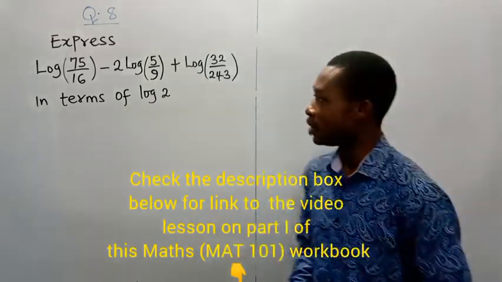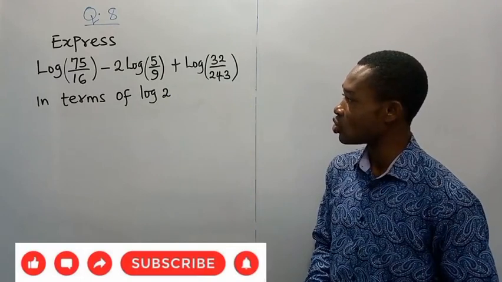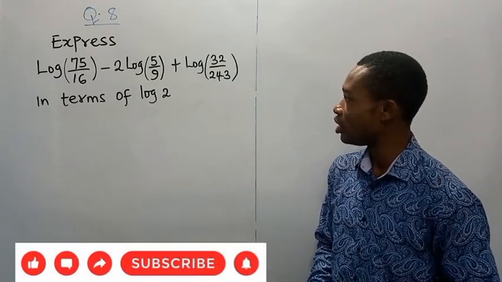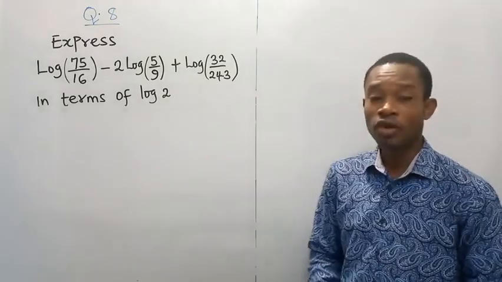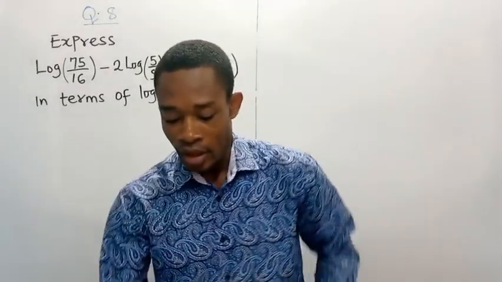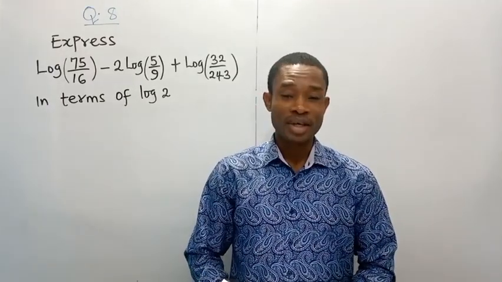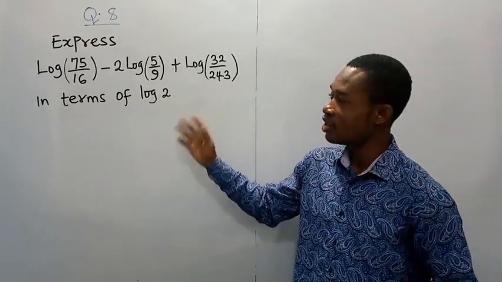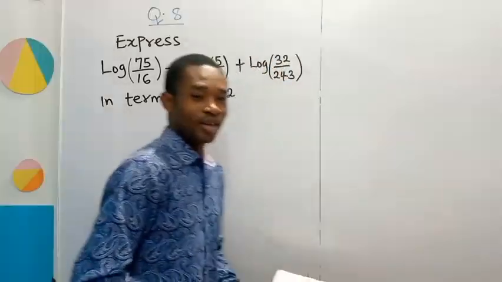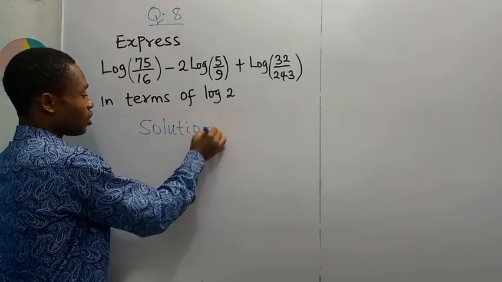So this question number 8, we are to express log 75 over 16 minus 2 log 5 over 9 plus log 32 over 243 in terms of log 2. That is what we are required to do according to the workbook. So let us see how we solve this problem. This problem clearly is extracted from logarithm without table. So we are going to solve this and see how we go about it.